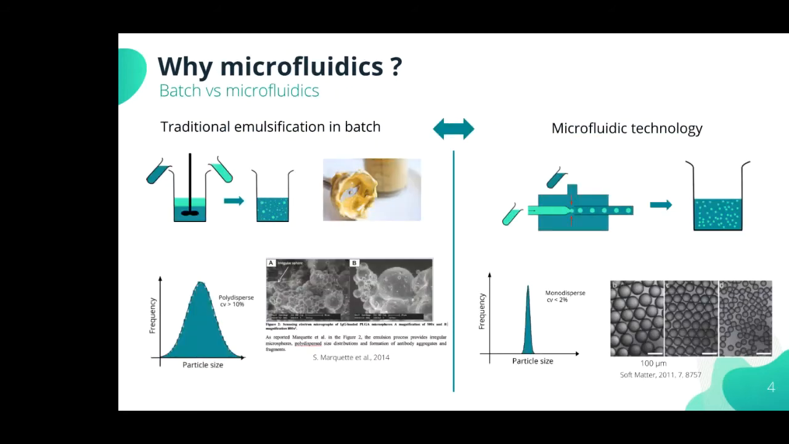Now the question is why use microfluidics to generate droplets. I already gave the answer on the previous slide, actually. It's all about control and size distribution. Using traditional methods, such as batch emulsification, for example, you will produce droplets and particles with a broad size distribution, while using a microfluidic device, you will immediately obtain particles with a target size and a very narrow size distribution.